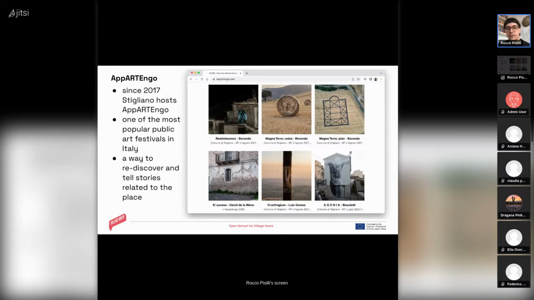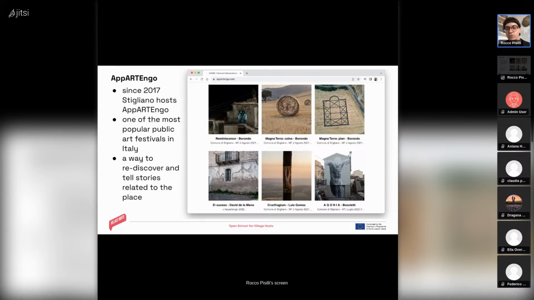For example, like in the pictures you can see, there is the shape of a church in a field. And this is a really interesting project because the artist really wanted to bring something from the countryside to the main church of the town, but it was impossible. So the idea was to replicate the shape of the church in the countryside.